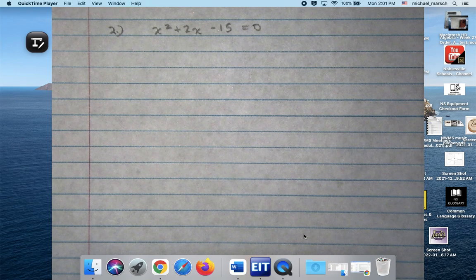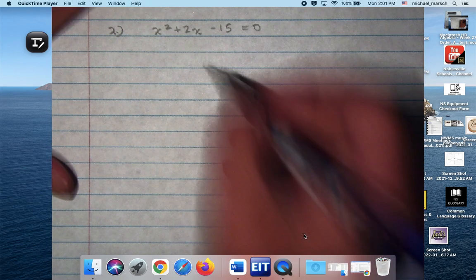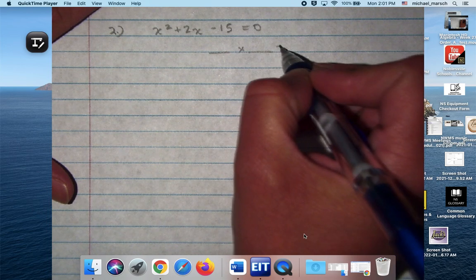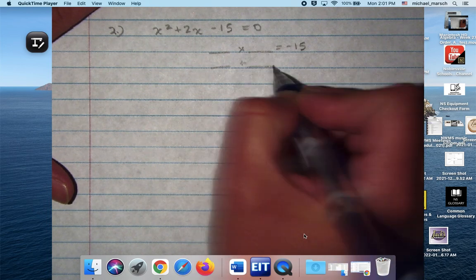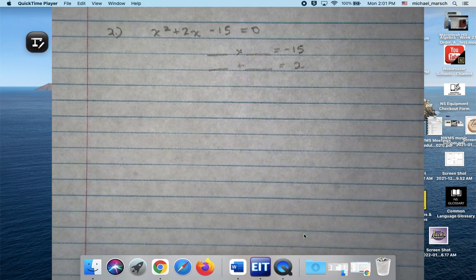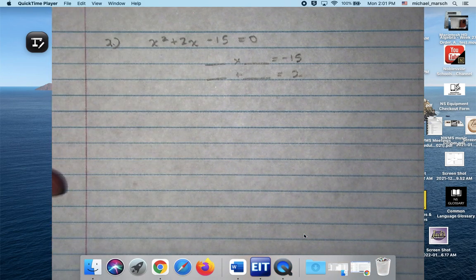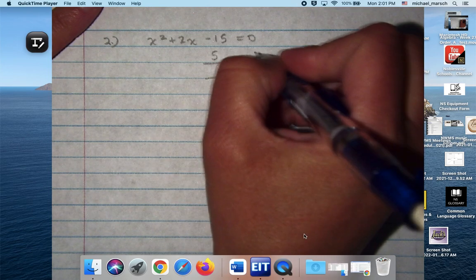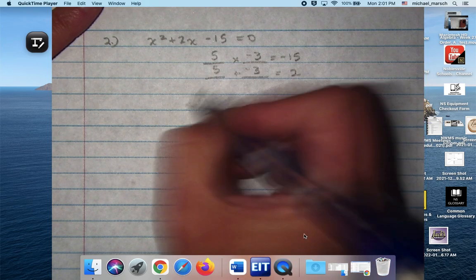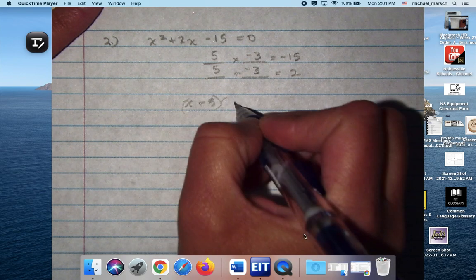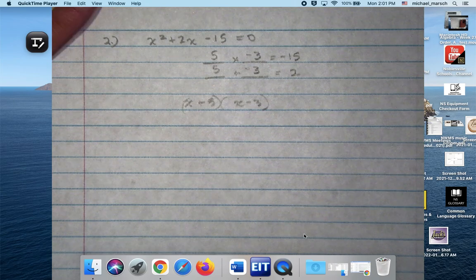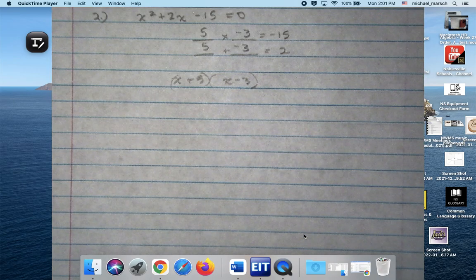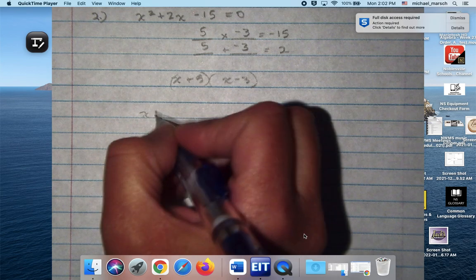Here we go. So we're going to ask ourselves, what times what equals negative 15? What plus what equals 2? So who's got it? Who's got it? Got it. Braden? 5, -3. 5 and -3. Braden's on it today. So I've got x plus 5 times x minus 3. And then I set those both equal to 0.